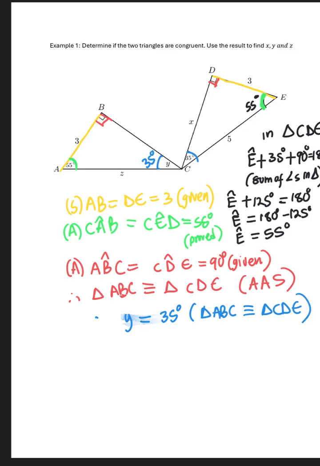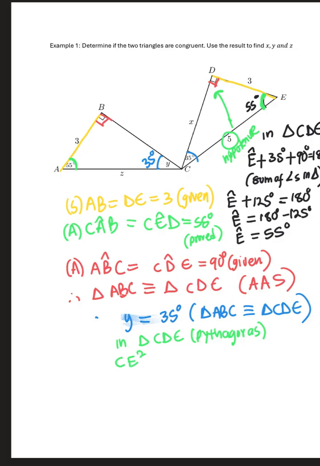So we're gonna start with the triangle that has enough information. So the triangle with enough information is triangle CDE. So then we say in triangle CDE, we're gonna use Pythagoras. And then the longest side, the side facing the 90-degree angle, this is the hypotenuse. So this side is the hypotenuse.